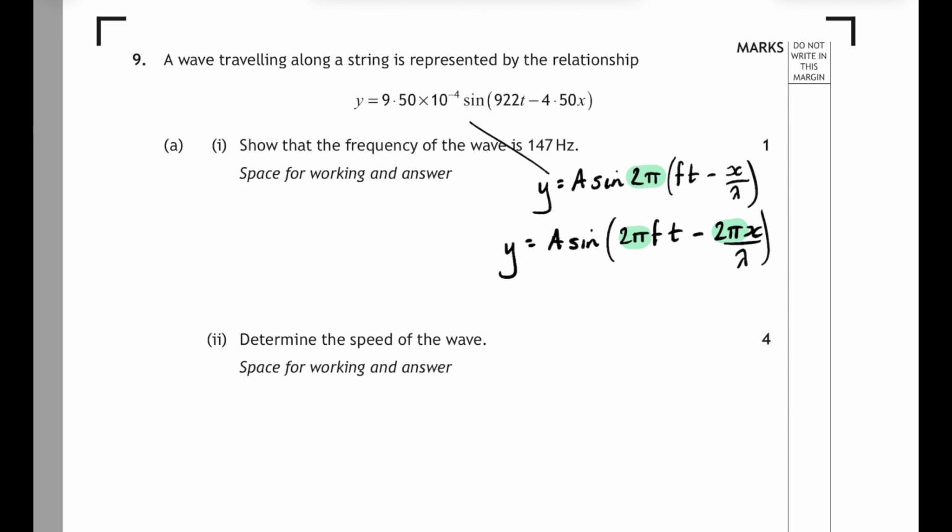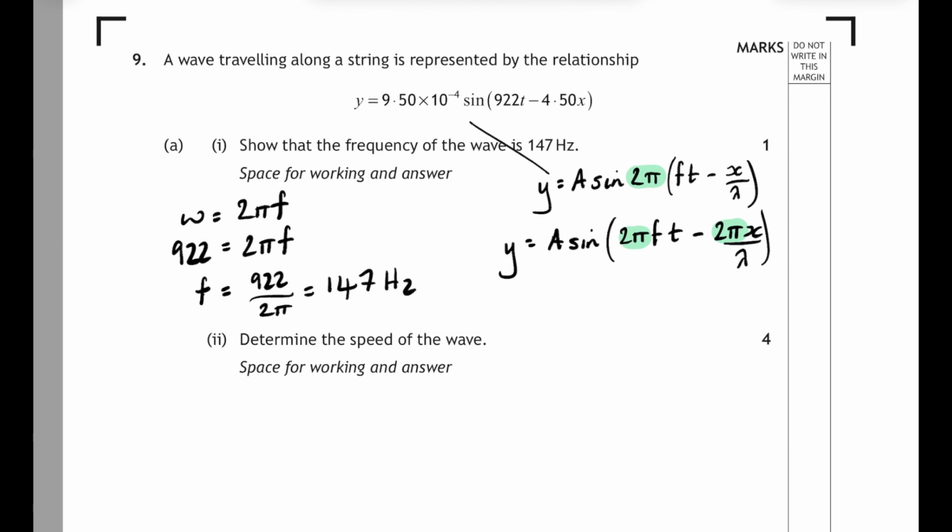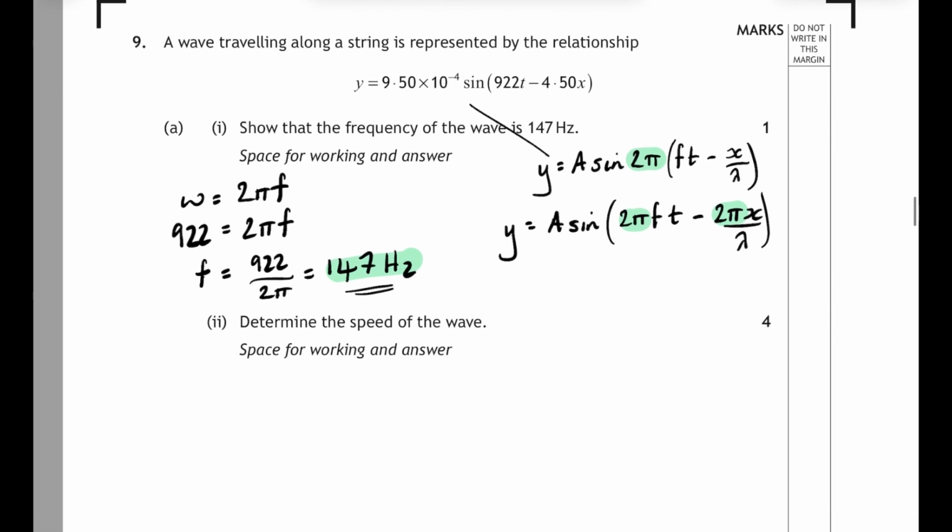And from our work on rotational motion, we know that 2πf is equal to ω. That's on your relationship sheet as well: ω = 2πf. So ω is equal to 922, as shown in the stem of the question. And therefore it's just a case of rearranging that to get f. f = 922 divided by 2π. And that gives you the answer we're looking for of 147 Hz. Make sure you give your answer exactly as it was given in the question because it's a show question. Only 1 mark for that, and the 1 mark is for showing the 922 divided by 2π, and of course the answer as well.